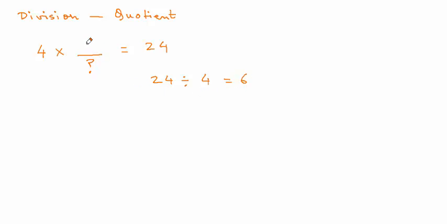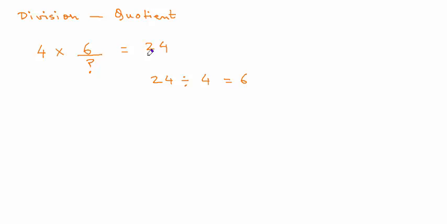Division, which in many ways is the opposite of multiplication, and a keyword for which is quotient, is often used to find a missing factor in a multiplication sentence. For example, consider the multiplication sentence 4 times a number, I want you to find this number out, is equal to 24. To find this number, you divide 24 with 4 and the answer is 6. Therefore, this number is 6.